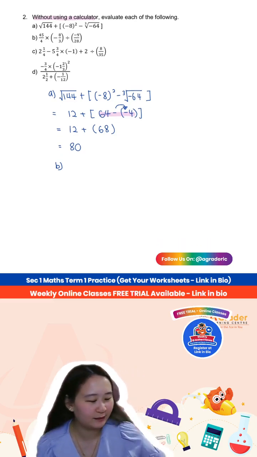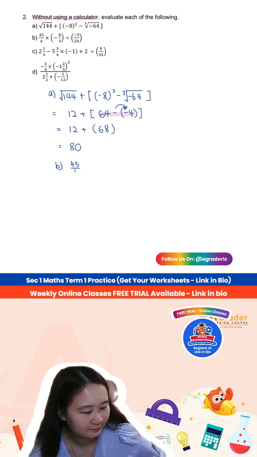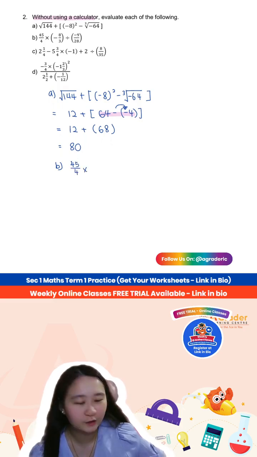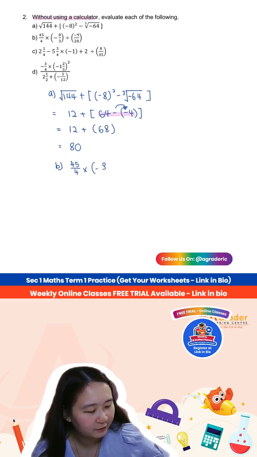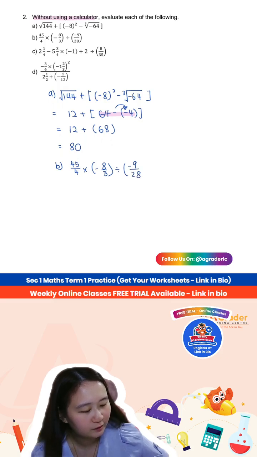Okay, part B. 45 over 4 times negative 8 over 3 divided by negative 9 over 28.